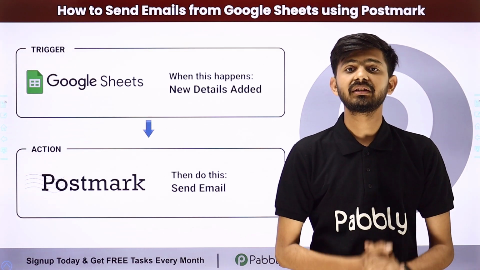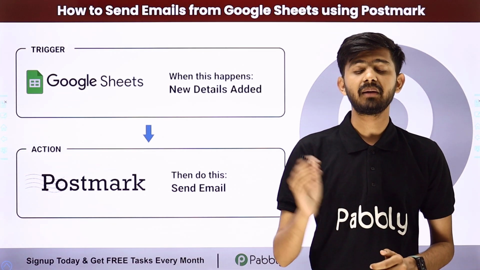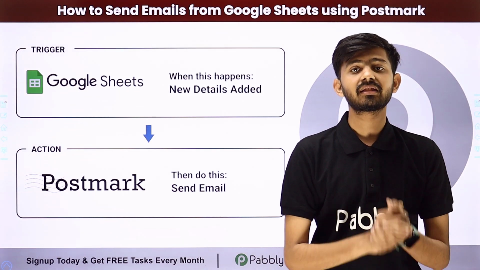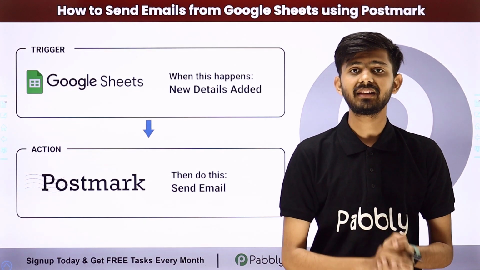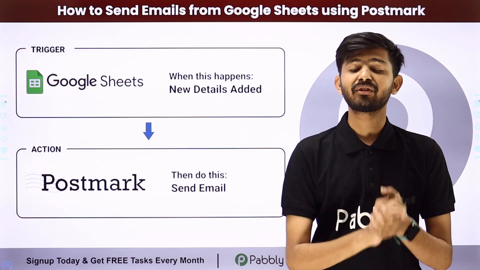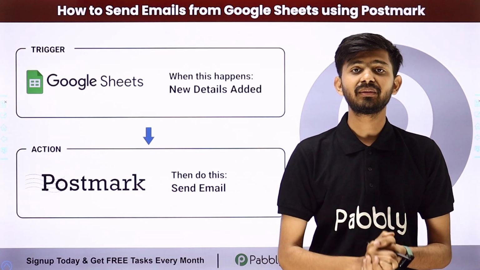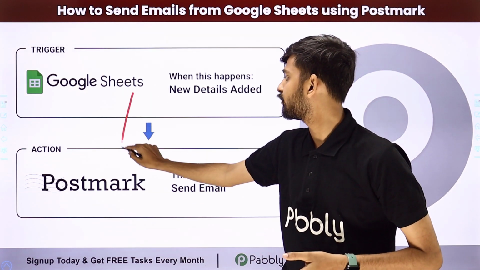So here my objective is that in my Google Sheet I'm creating a database of the user where I'm adding the details of the email address of the user, subject and even the content of the email that I want to send to that user, and for sending the email I'm going to use Postmark. So for my objective I have to build a connection between Google Sheets and Postmark.